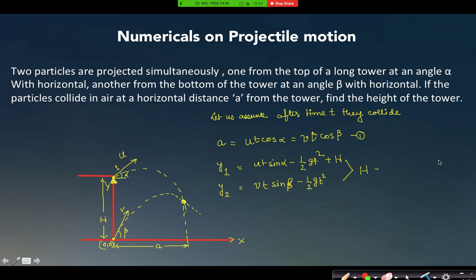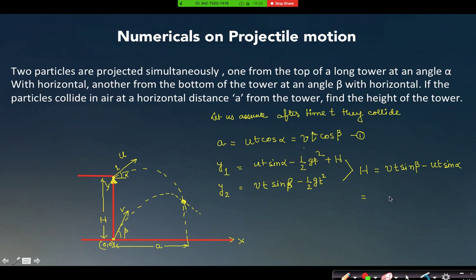Can I say h is equal to vt sin beta minus ut sin alpha? Can I write this equation if I equate this to? Now it is simple.